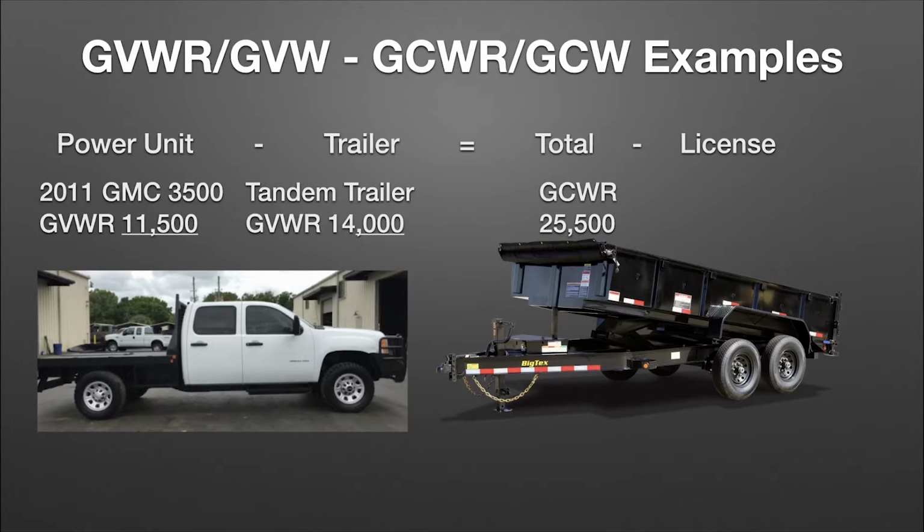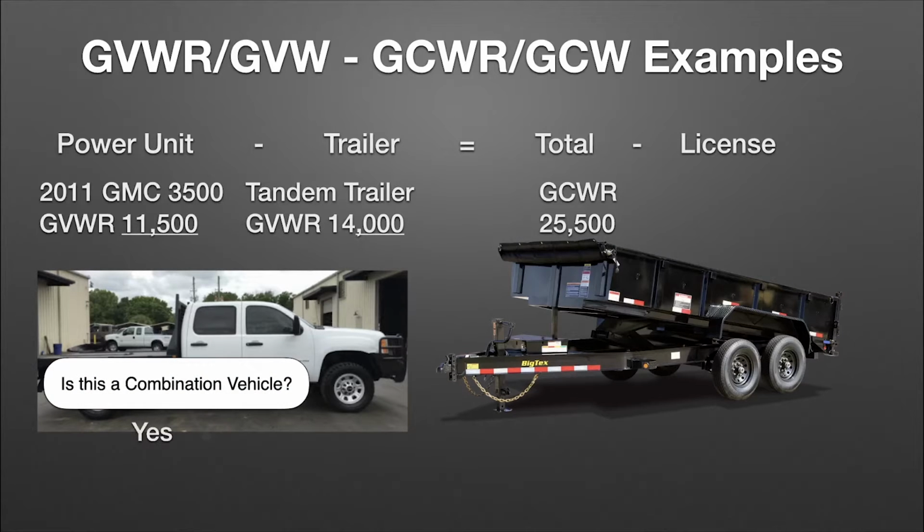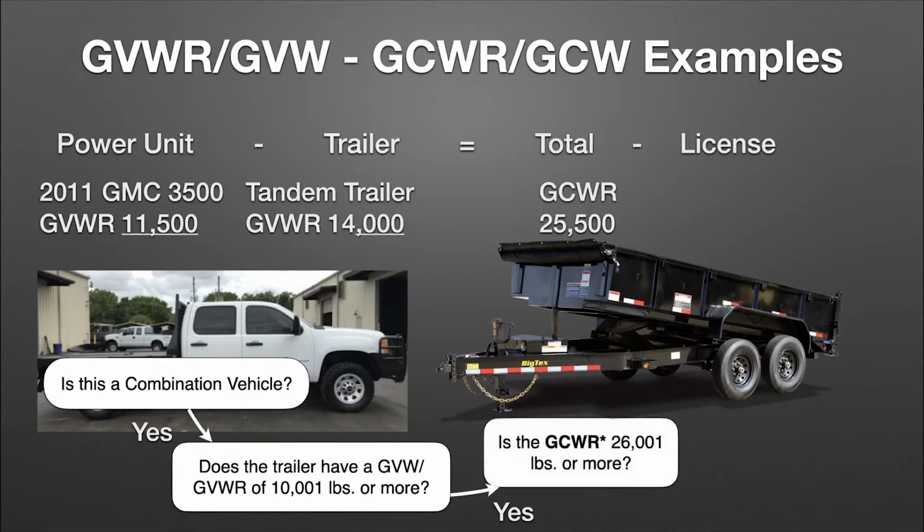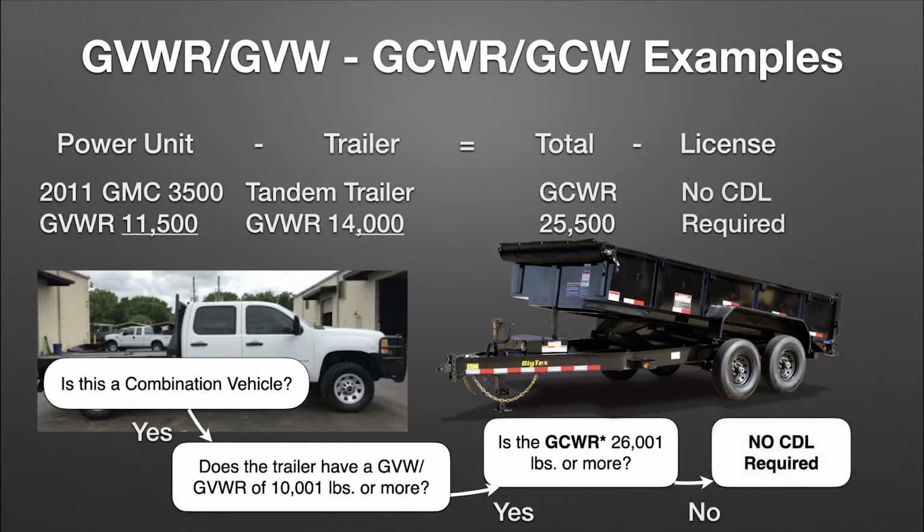Let's go back to the flow chart here. It says, is it a combination vehicle? Yes, it is. Next question, is the trailer greater than 10,000? We have to say yes, it is. And then it talks about the combination. Okay, is the combination 26,001 pounds or more? So we added everything up, it's 25,500. So we answer no to this, and then we come out as a no CDL required combination vehicle for this. So this one does not require a CDL.